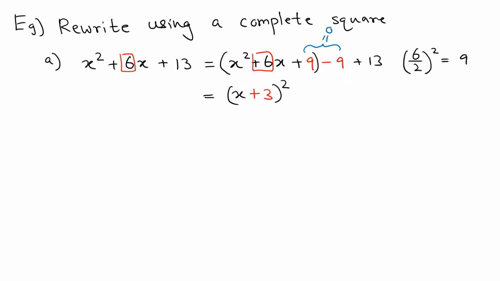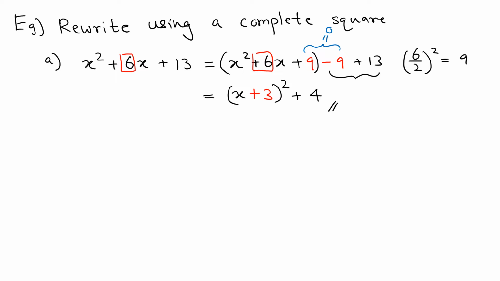So we're going to simplify this side. When you simplify that, you can see that you're going to get 4. So this is going to go plus 4. So that's how you write this using a complete square. It's very simple, and these are the steps that we use.